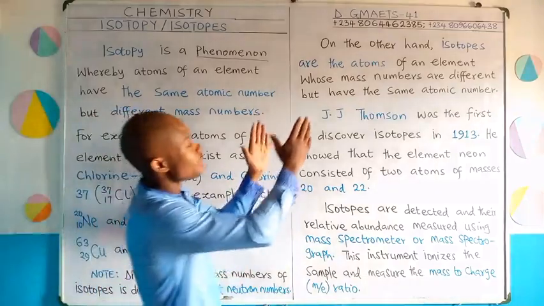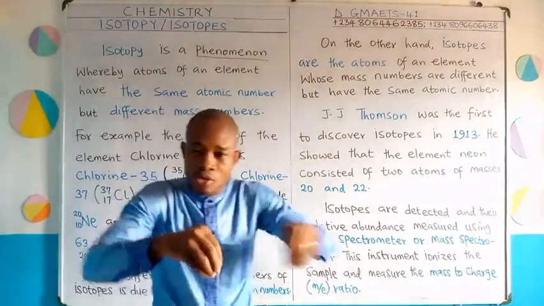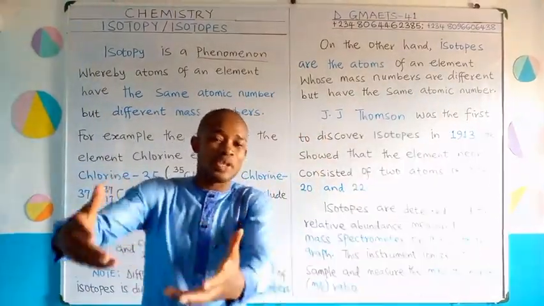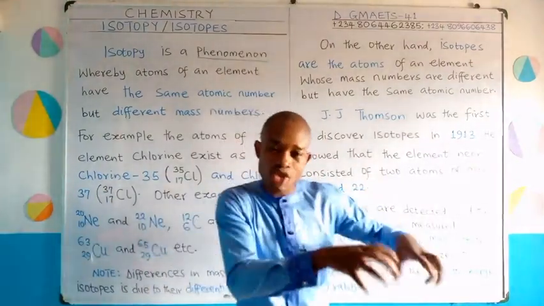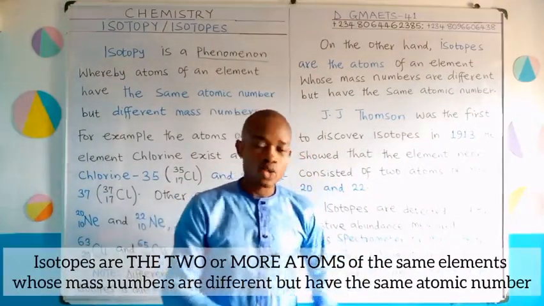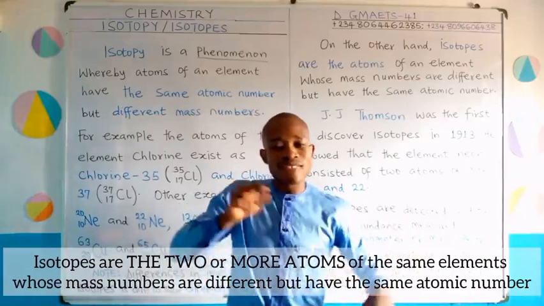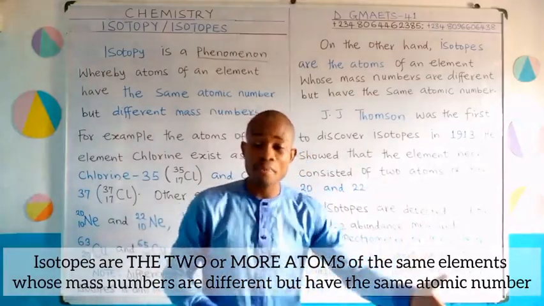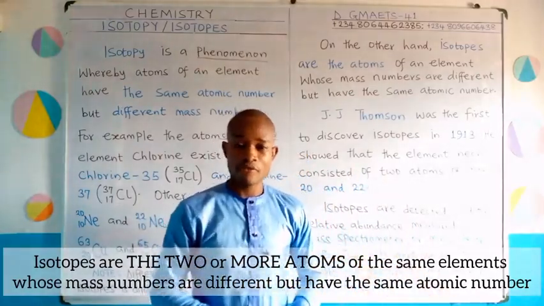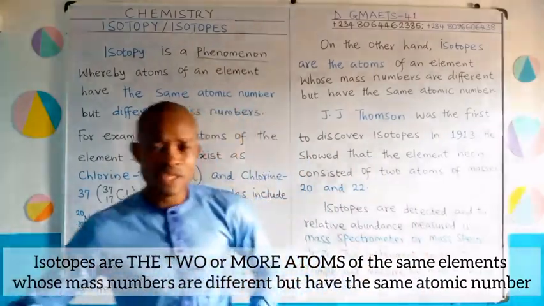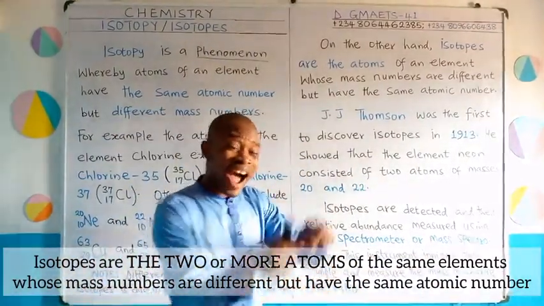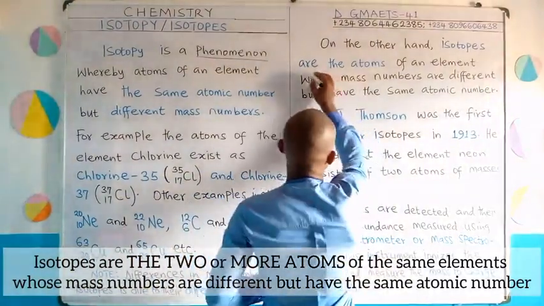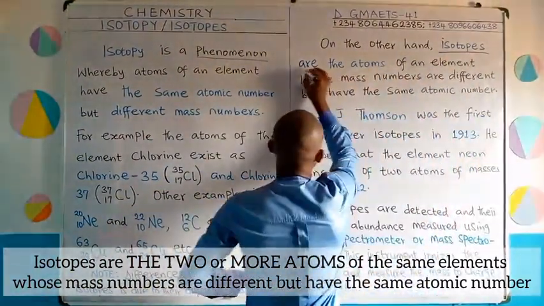Okay, now let us quickly talk about isotopes. What are now these isotopes? We've talked about isotopy. Isotopes are those atoms of the same element that have the same atomic number but different mass number. Did you take note of the point? Isotopes now are those atoms themselves. So isotopes are the atoms.